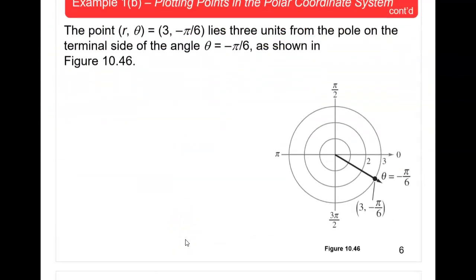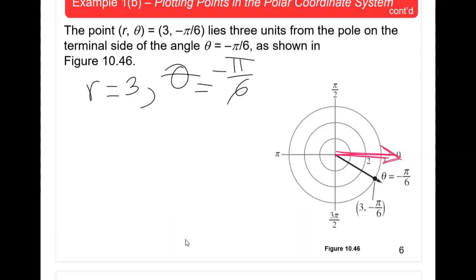So now let's try to graph this one. We have the point with a positive radius of 3 and the angle of negative pi over 6. So we know that we're going to go in the negative direction. We always start at the polar axis, and then we move pi over 6 radians in the negative direction. That's why we go clockwise, the same direction as the clock. And remember that in degrees that is equivalent to negative 30 degrees.